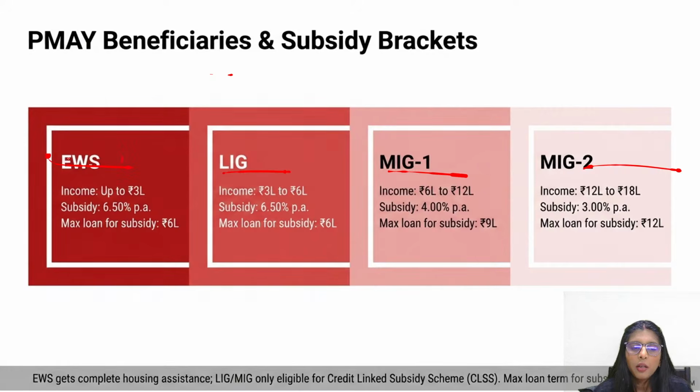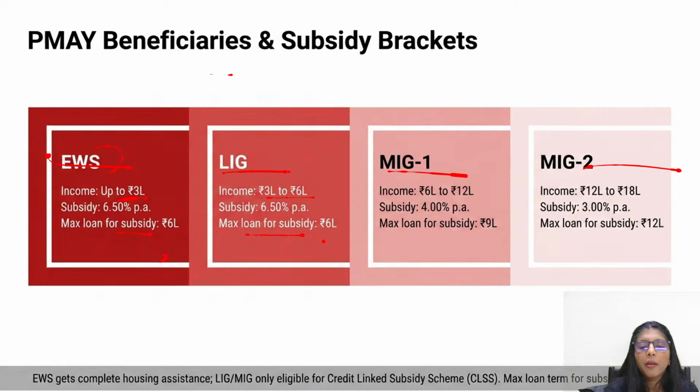Economically weaker section: if income is up to 3 lakh, then the subsidy provided is 6.50%. Maximum loan for subsidy is 6 lakh. Lower income group: if income is between 3 to 6 lakh, then the subsidy is 6.50%, same as economically weaker section, and the maximum loan for subsidy is 6 lakh, same as economically weaker section.